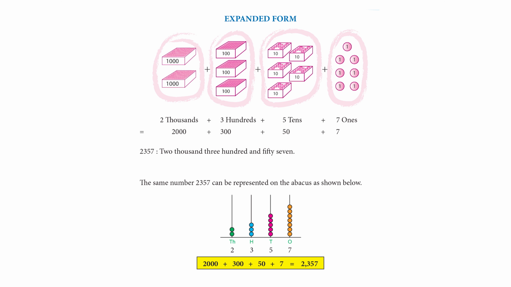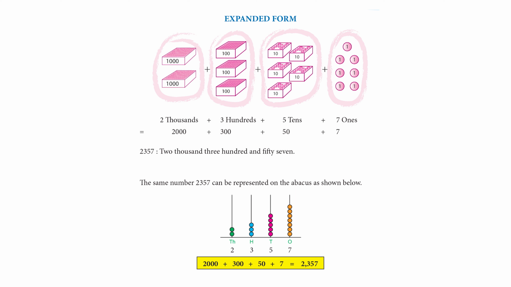Now expanded form, please take a look at page number 57 on your screen. You can see the expanded form of 2,357. That's how we do the expanded form when it is a four digit number.